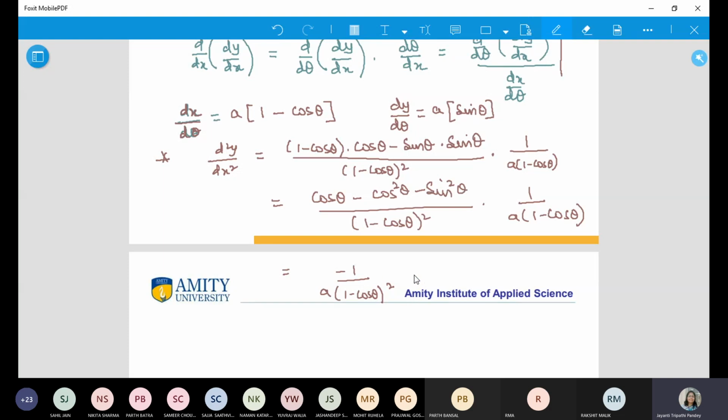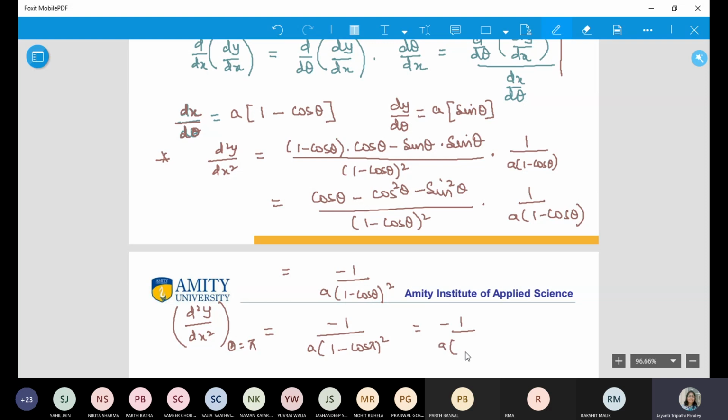Now we are looking for this at what position? We are looking for this at theta is equal to pi. So substitute the value. 1 minus cos pi whole square. Cos pi is, what is the value? -1. So it will give you 1 plus 1. So minus 1 by 4a. Understood how to go about it if it is a parametric equation?